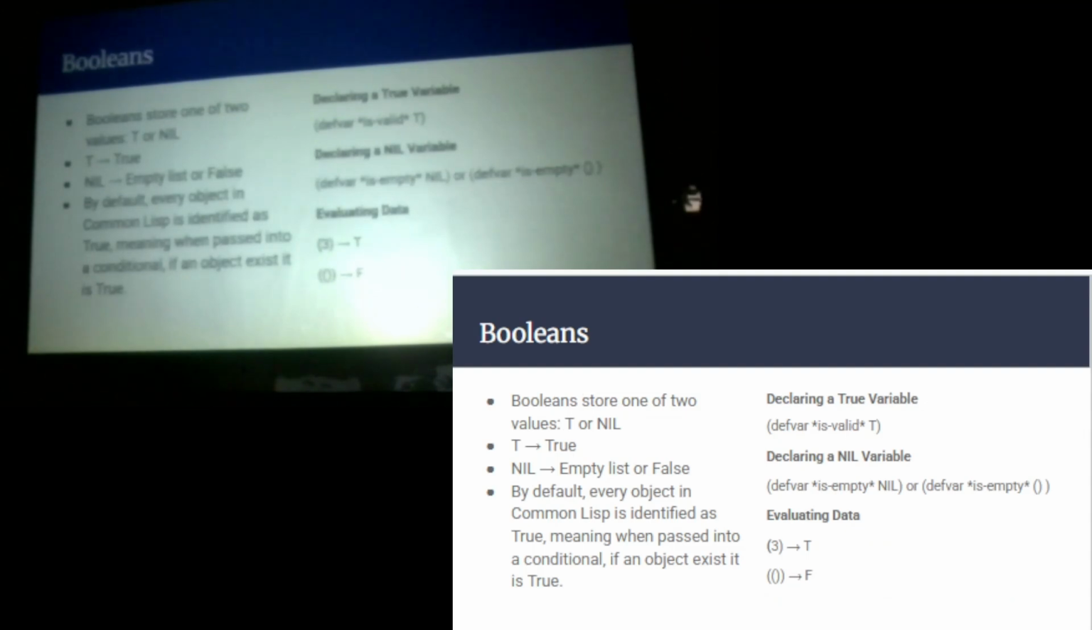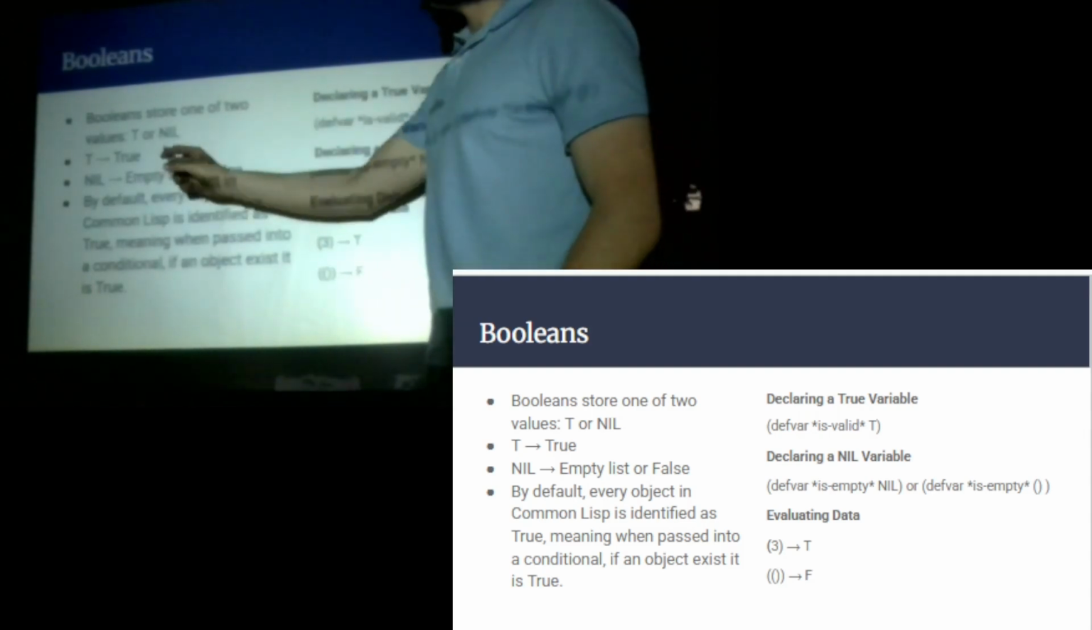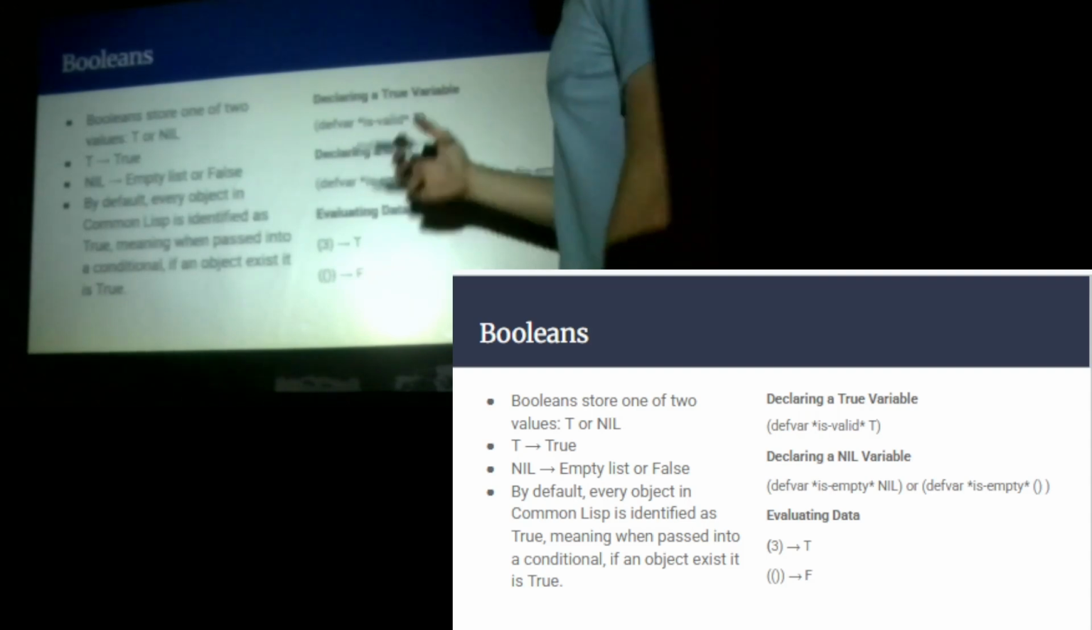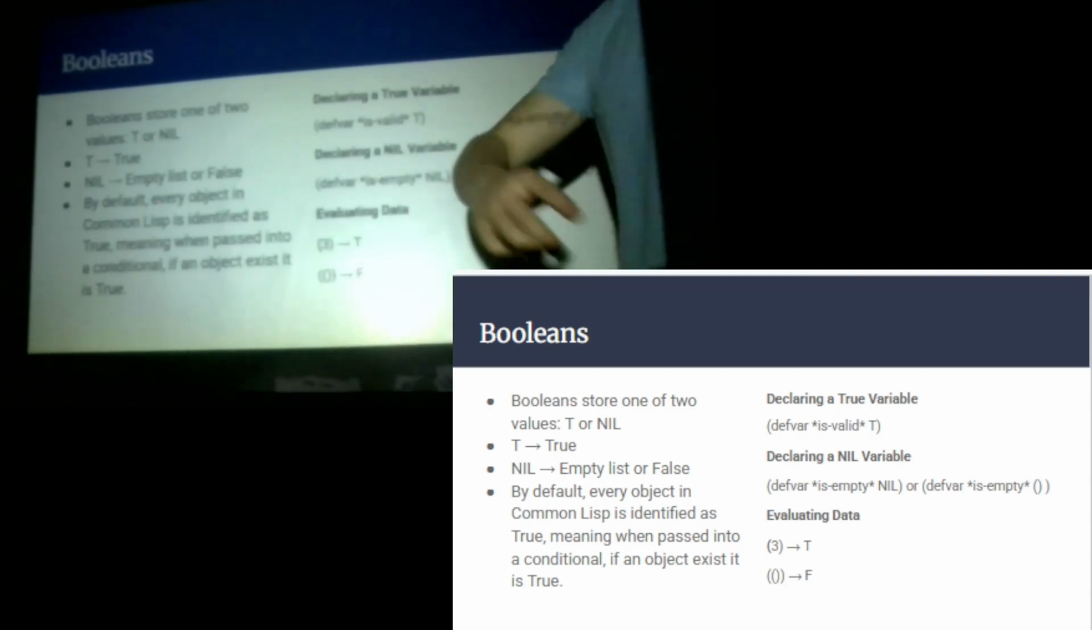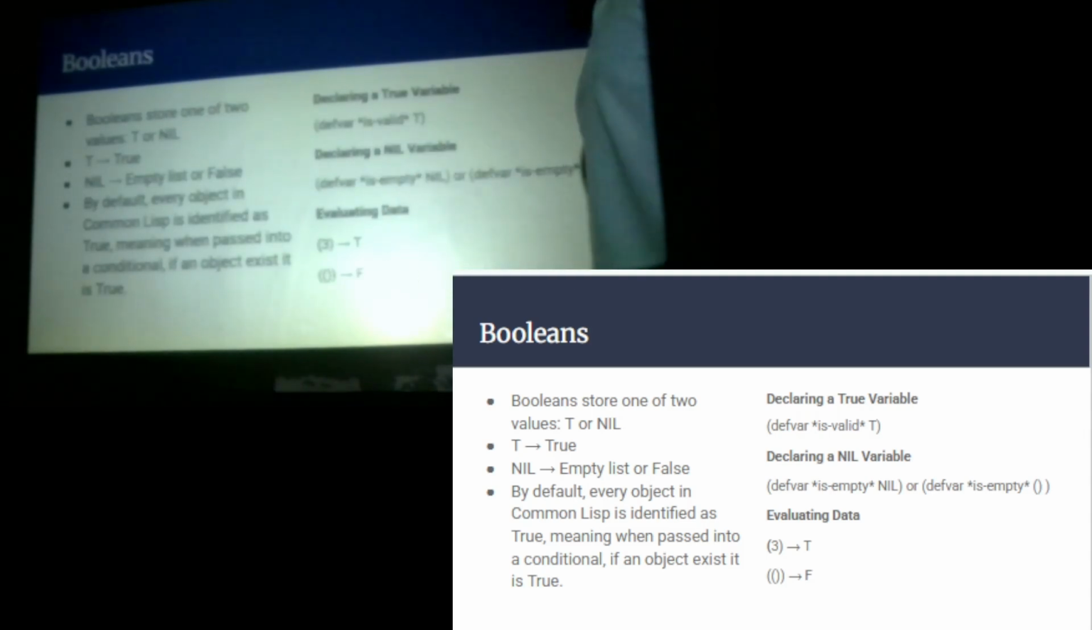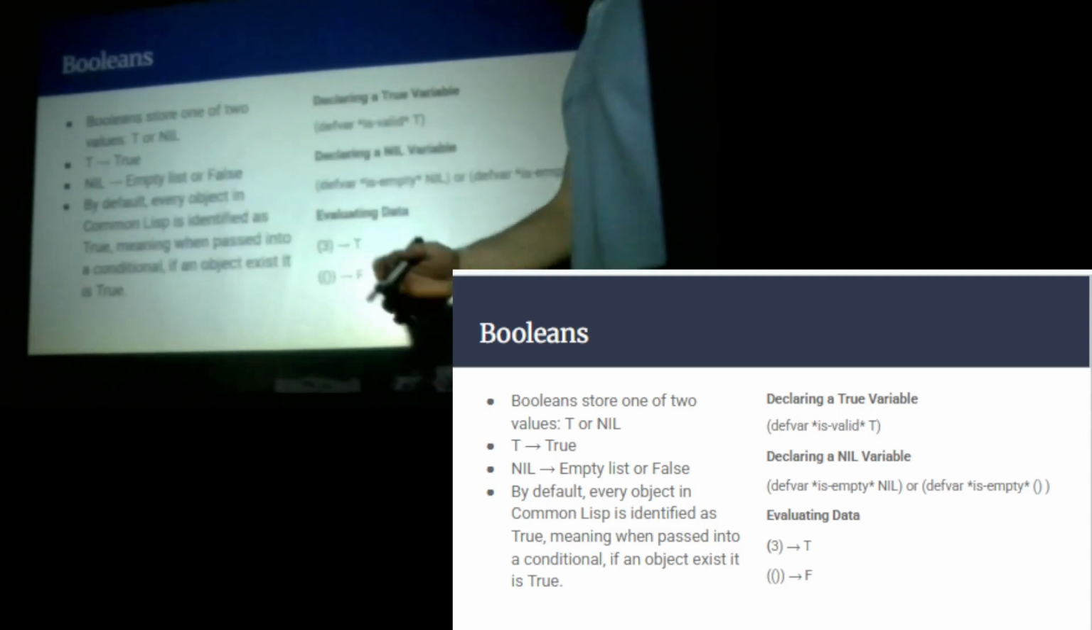Booleans. Booleans are also strange in Common Lisp. Everything is strange in Common Lisp. They don't store true or false. They actually store true or NIL. And NIL means not in list, empty list, or false. By default, every object or every piece of information in Lisp besides an empty list is identified as true. Meaning when it's passed into a conditional statement, if an object exists, it's true.